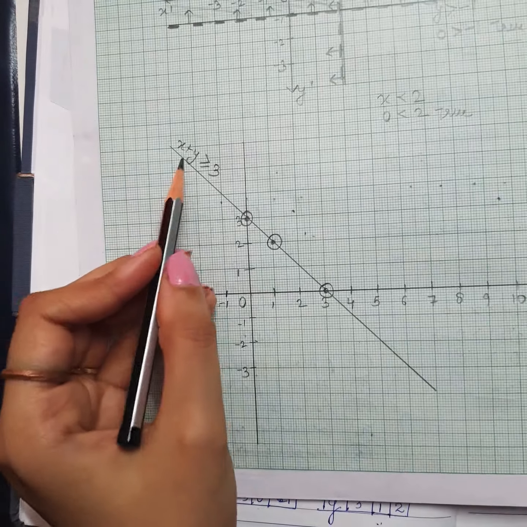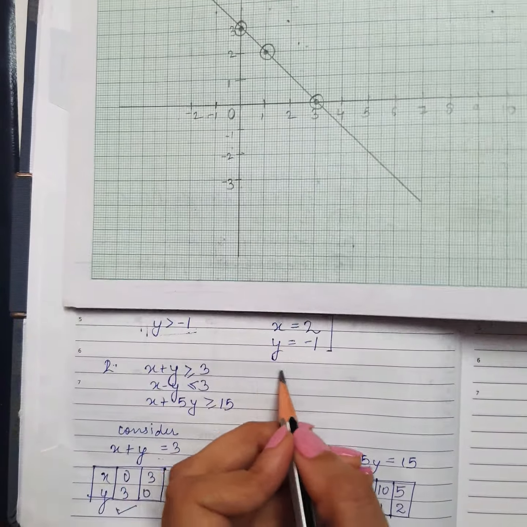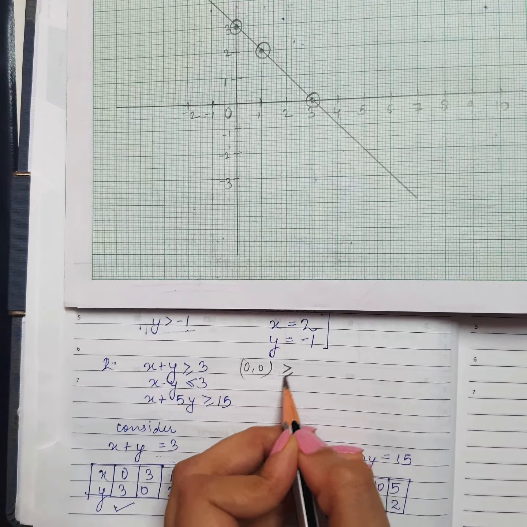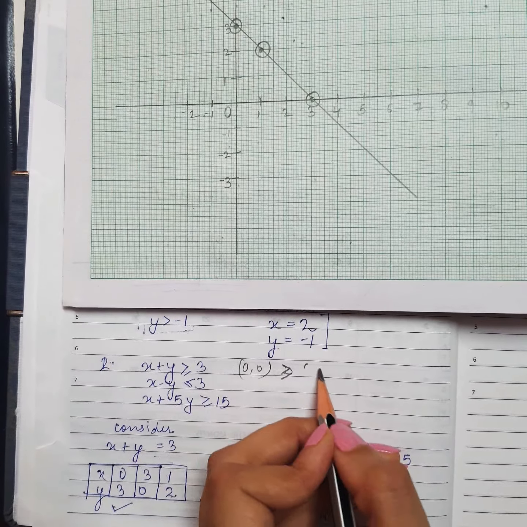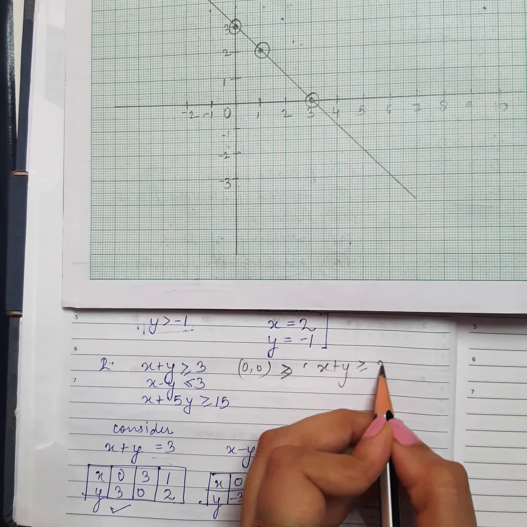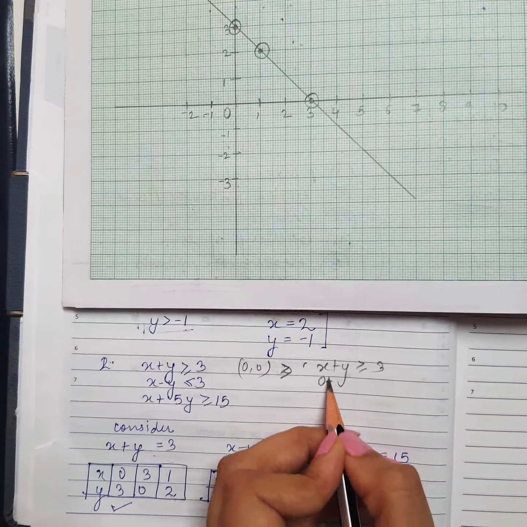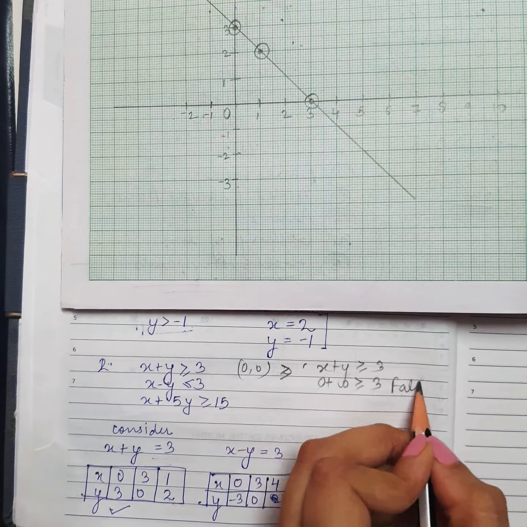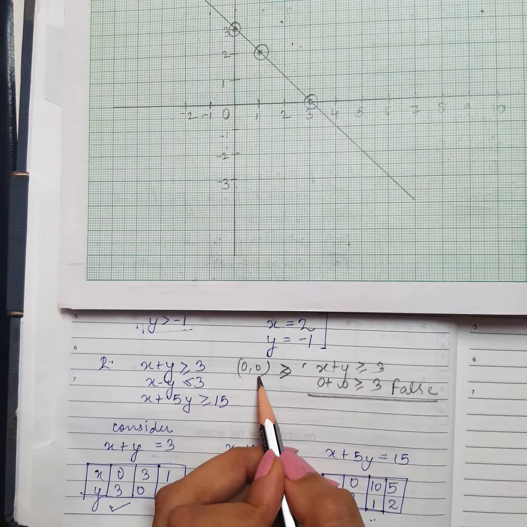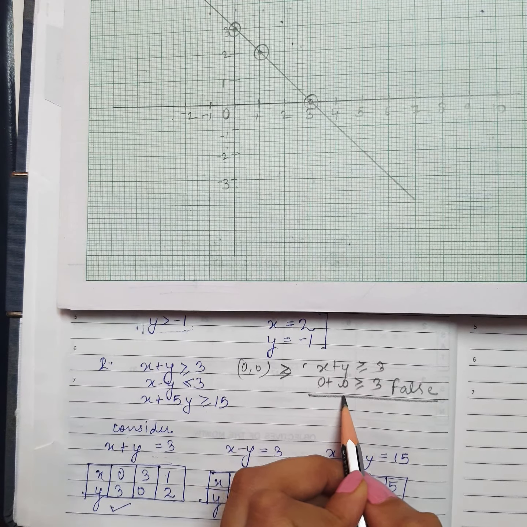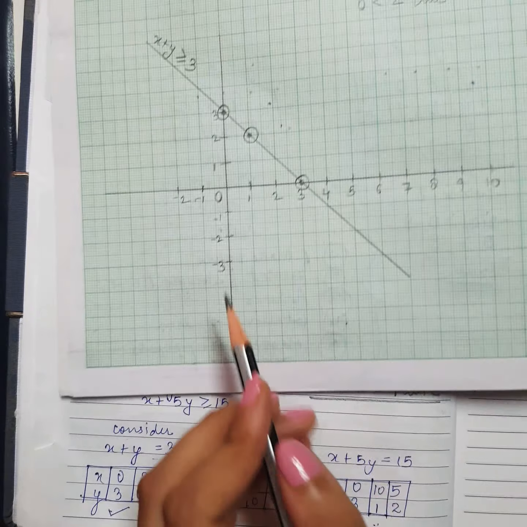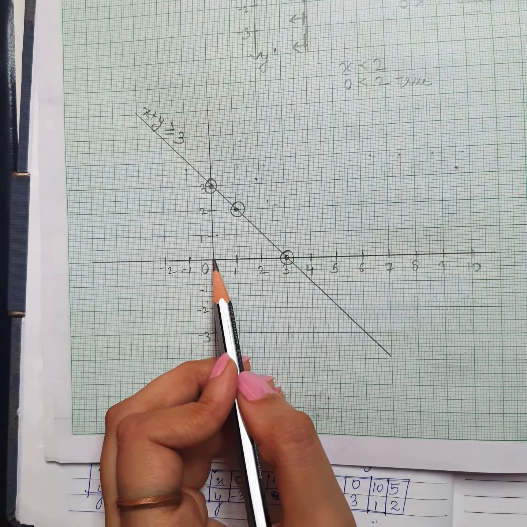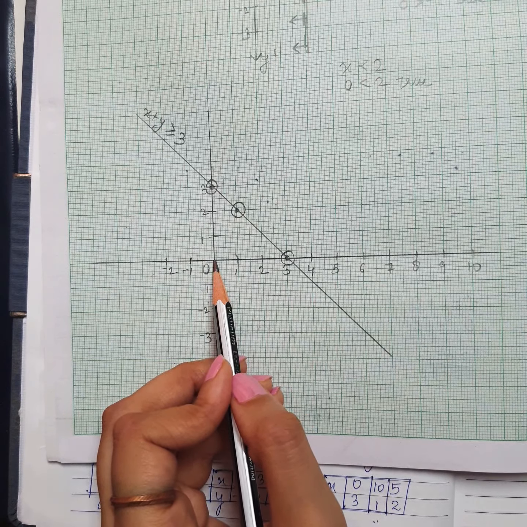Now let us substitute the point here in the rough only. If I substitute the origin here in x plus y greater than equal to 3, if I put the point 0 plus 0, this is clearly not true, this is false. And since the origin is not satisfying the given inequation, therefore in the shade we cannot include the origin point.